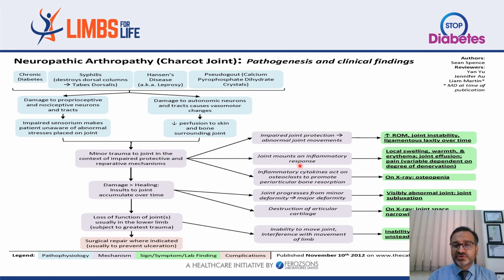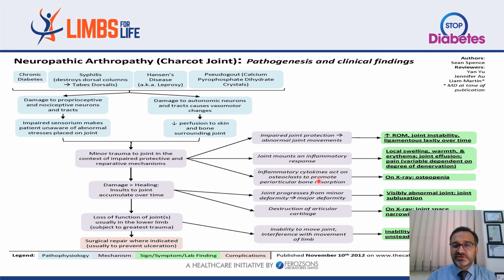So the joint mounts an inflammatory response. Definitely, if there is trauma, there will be inflammation. I told you about RANKL; all the inflammatory cytokines will jump in and cause local swelling, warmth, and erythema, eventually leading to joint effusion. There will be swelling, and effusion will be there. Pain, yes, pain will be there. It's a variable response, dependent upon the degree of denervation. So if the patient has a mild degree of denervation, the patient may feel some pain and it can be documented.